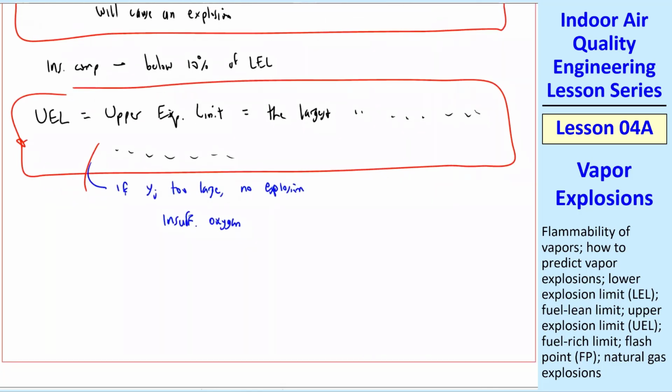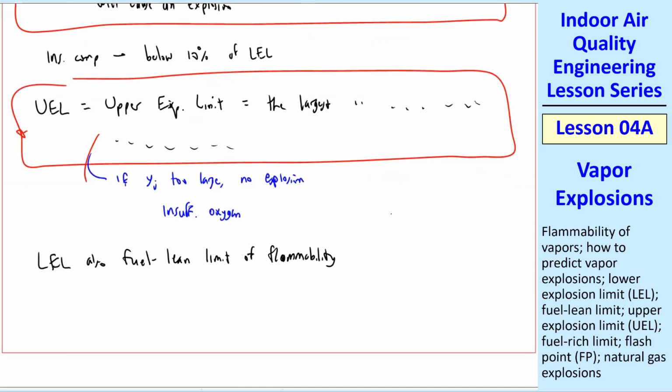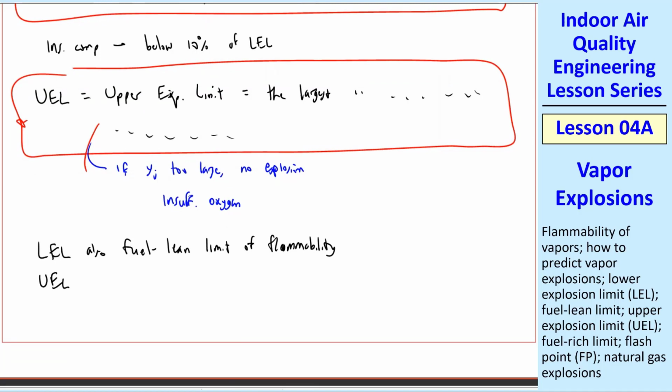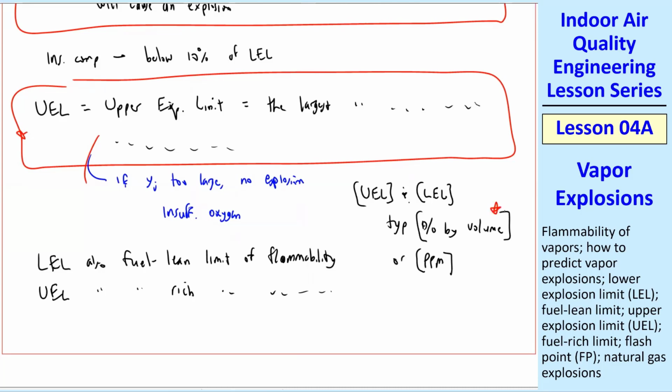In terms of oxygen, the LEL is sometimes called the fuel lean limit of flammability. People that do combustion also have to deal with this. If you have a concentration of the gas that's lower than the LEL, you're not going to get a flame even, not just an explosion, but even a flame. And the UEL is the opposite, the fuel-rich limit of flammability. Both of these, UEL and LEL, are dimensionless, but their units are typically percent by volume or ppm, but most appendices and tables I've seen for this do percent by volume rather than ppm.